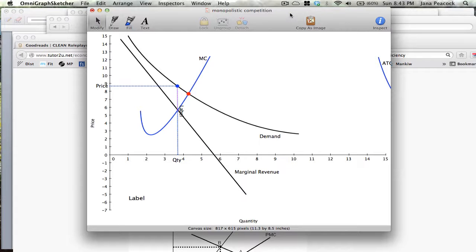Alright everybody, let's talk about monopolistic competition. Monopolistic competition looks just like a monopoly graph. The only difference is there are multiple firms in the industry, so your average total costs will vary along with how many firms are in the industry competing for resources. So let's talk about what this firm should look like.